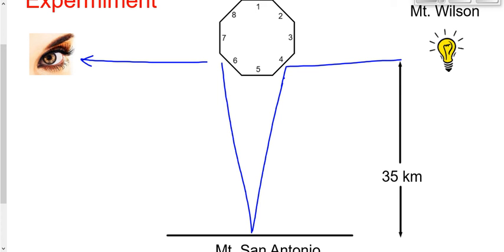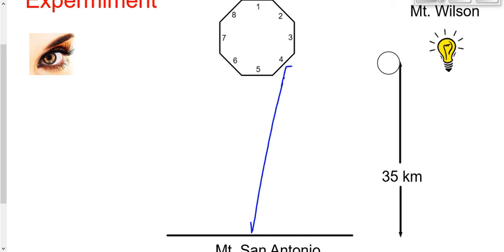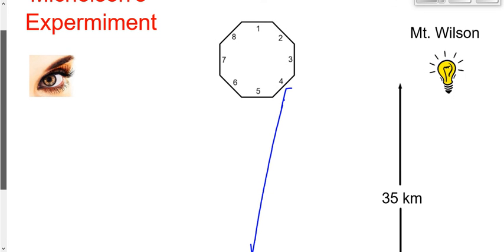Let's start spinning the mirror. When we start spinning the mirror, we still may get a beam of light that reflects off of side 4. But let's erase this now just so we don't get confused by what happened before. If this beam of light reflects off of side 4, goes down to Mount San Antonio, comes back up, and the mirror is spinning in the meantime, then we have an issue.